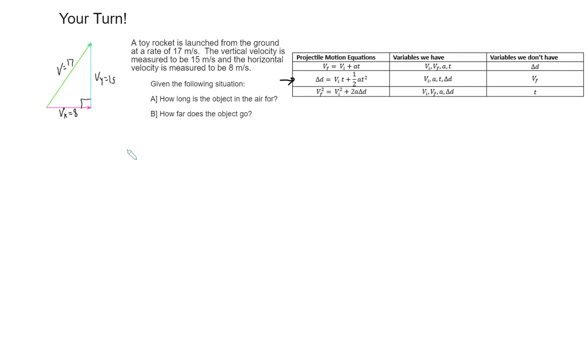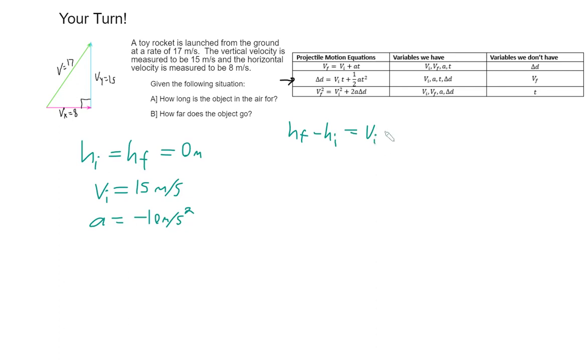All right, ready to go? So, how long is the object in the air for? Well, the initial height is the same as the final height, which is 0 meters. We know that the initial velocity is 15 meters per second, and we know the acceleration is going to be negative 10 meters per second squared. So final height minus initial height is equal to initial velocity times time plus 1/2 acceleration times time squared. Or in this case, we have 0 is equal to 15t minus 5t squared.